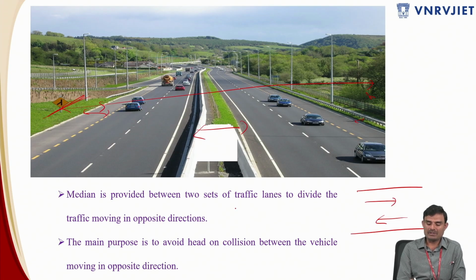The median is provided between 2 sets of traffic lanes. One set of traffic lane is moving forward, and this is another set of traffic lane moving in this direction. So to divide the traffic moving in opposite directions, that is the very first and foremost feature of the median. It also avoids head-on collision because the vehicles are coming opposite to each other. So the main purpose is to avoid head-on collision. And as the median is occupied with some amount of plantation, it also avoids the glare effect of vehicles moving in the opposite direction.